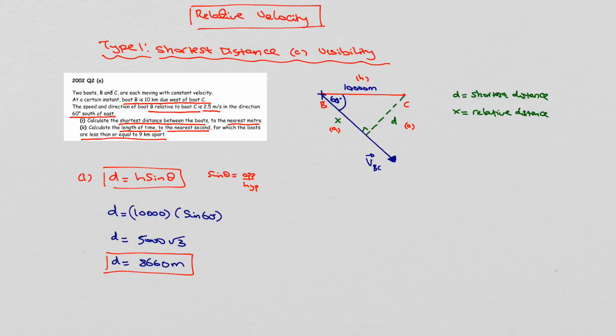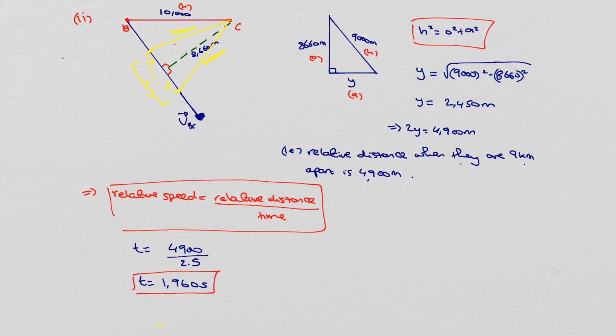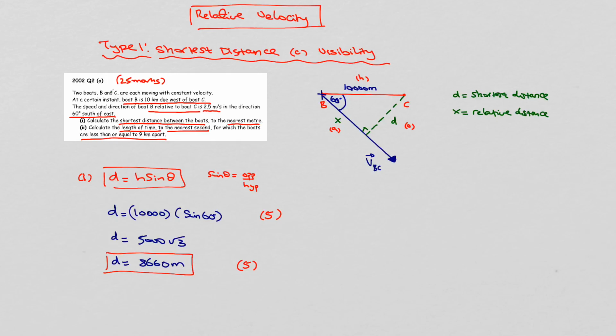So really, really nice question that year, and it was 25 marks. So if we're looking at the breakdown of marks, where they were going for, so we got 5 for setting up our shortest distance and 5 for getting it correct to the nearest metre. And then we had 5 for working out one of the relative distances, in other words, the y. And then we were getting 5 for setting up our time equation, and then 5 for actually working out the time correct to the nearest second. So really, really nice question, that 25 marks. So we always like the nice ones.